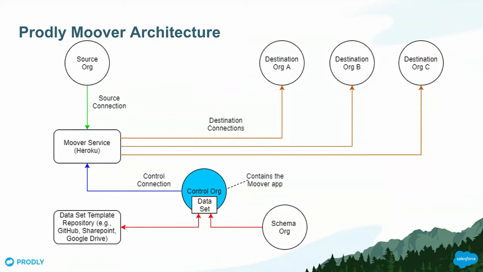Now the nice thing that happened with the latest release of Prodly as of September is those data sets can now be saved as templates and exported and stored in an external repository like GitHub or Google Drive or something, and then reused in other implementations. So they can be imported, so you don't have to constantly be redefining those data sets. They can easily be shared, which is very nice. Saves us a lot of time.